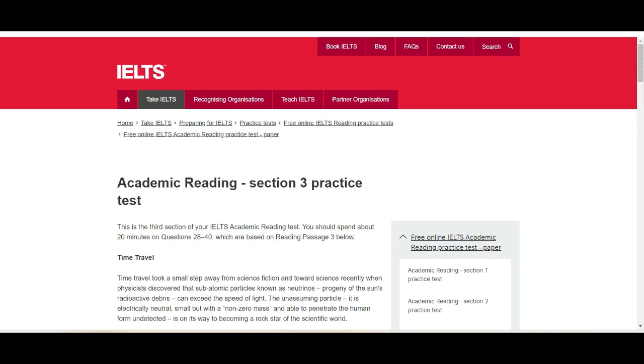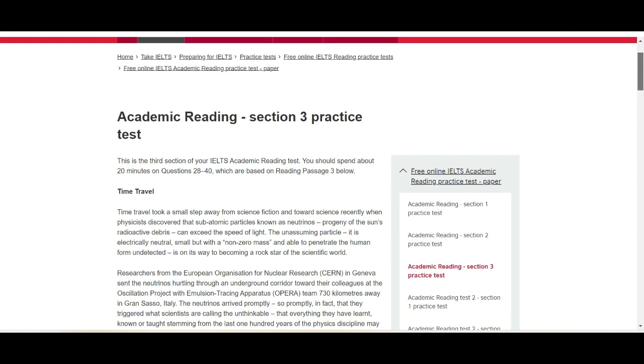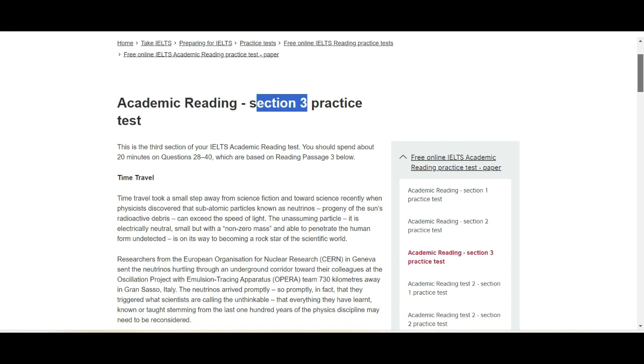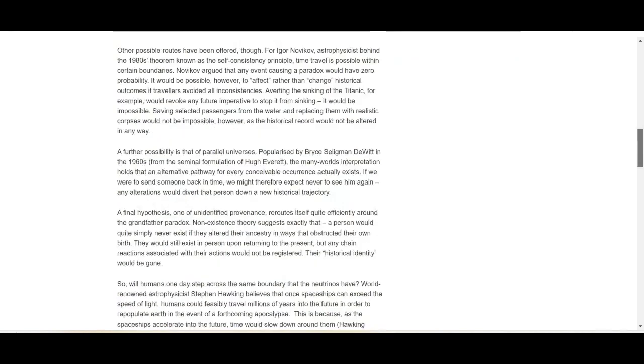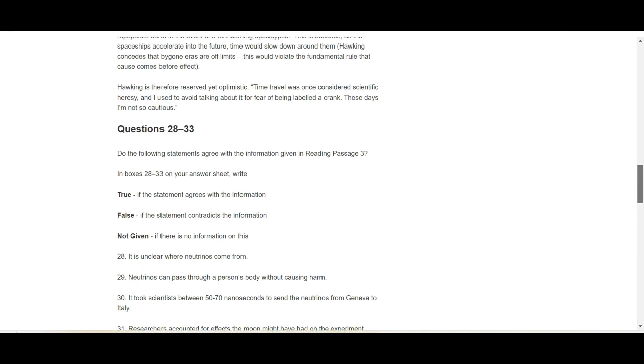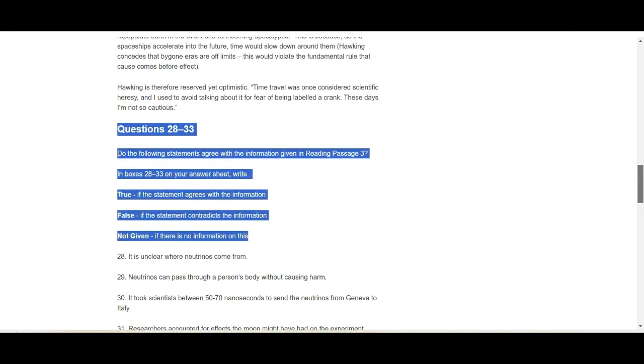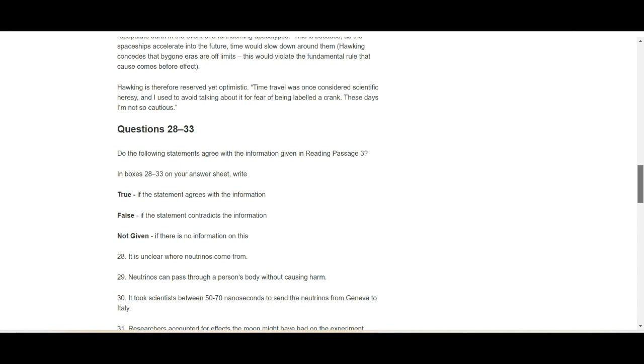So we're on my computer. As you can see, I am at the official IELTS website, which offers free IELTS tests. I am on one of them, and I've chosen section 3, which is considered a little bit more difficult. I chose this section, called Time Travel, because it has a not given task. The first task is true, false, not given, which is considered a little bit more confusing and difficult for students.